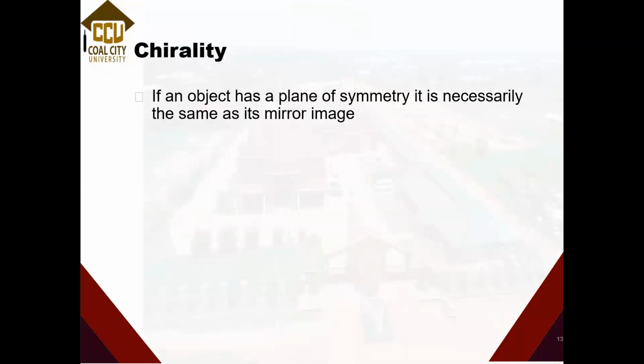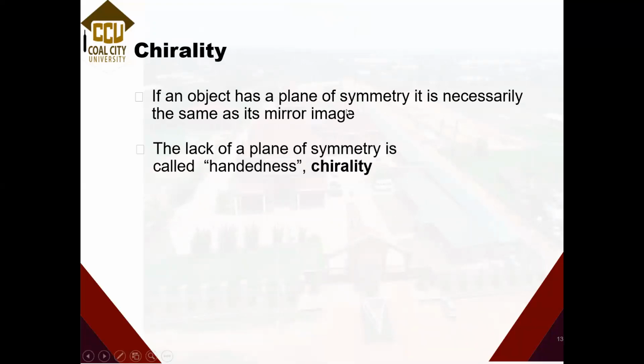Now, chirality: if an object has a plane of symmetry, it is necessarily the same as its mirror image. Take note of that word. Once an object has a plane of symmetry, I've mentioned that before, it means that object is the same as its mirror image. And once a molecule is the same as its mirror image, that kind of molecule cannot be called an enantiomer because it is superimposable with its mirror image.